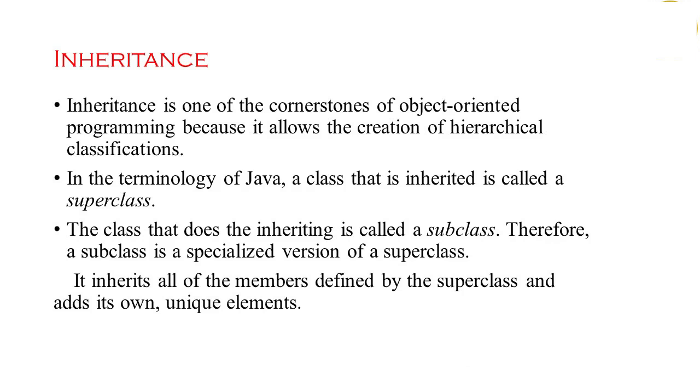Inheritance. Inheritance is one of the cornerstones of object-oriented programming because it allows the creation of hierarchical classification. In the terminology of Java, a class that is inherited is called a superclass. A class that does the inheriting is called a subclass. Therefore, a subclass is a specialized version of a superclass. It inherits all of the members defined by the superclass and adds its own unique elements.